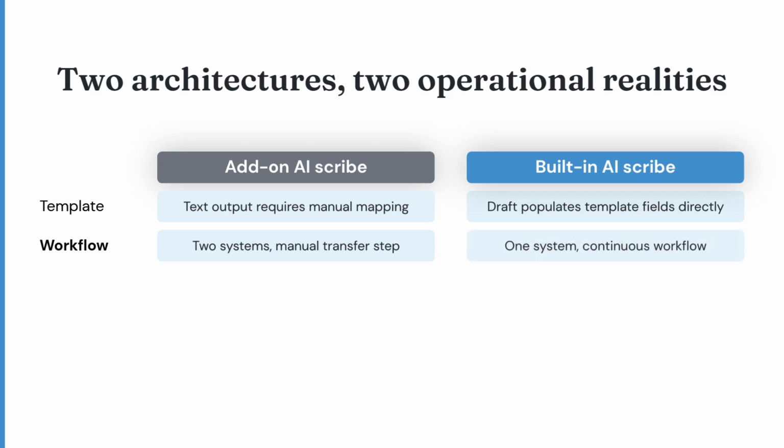With a built-in Scribe, there's one system. The session ends, and the draft is waiting. There's no transfer, no switching, no second platform. The workflow is continuous.